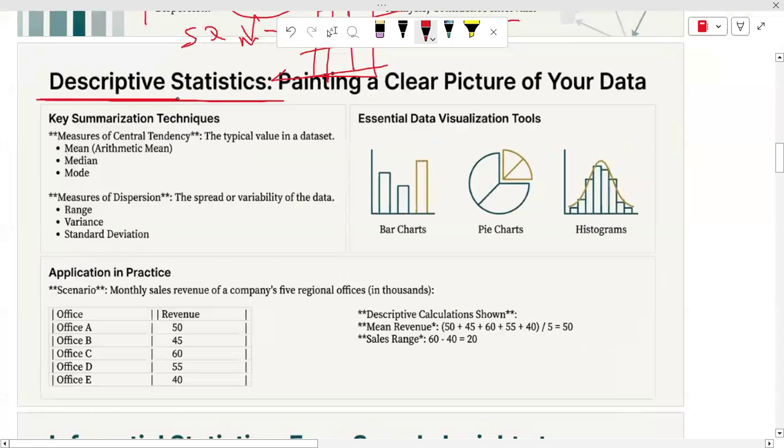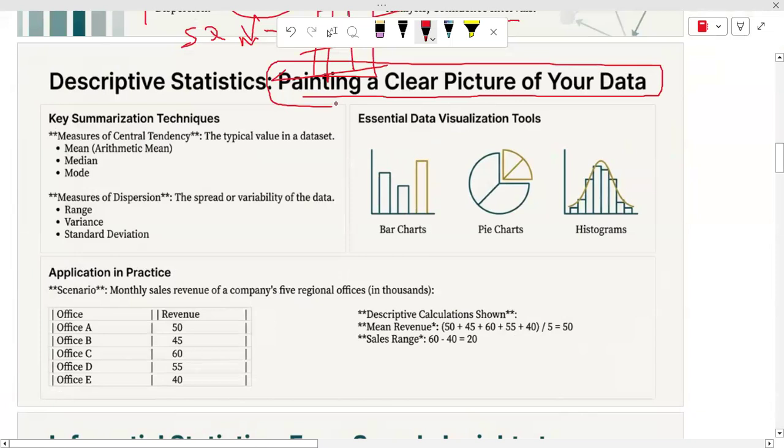deep dive on descriptive statistics, painting a clear picture of your data. Descriptive statistics simply tells you, painting a clear picture of your data. So now you are going to describe your data.